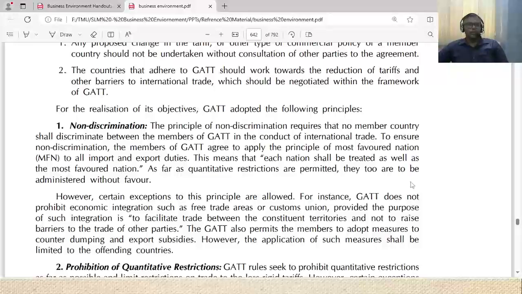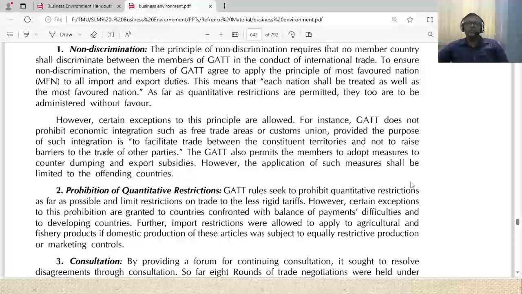However, certain exceptions to this principle are allowed. For instance, the GATT does not prohibit economic integration such as free trade areas or customs unions, provided the purpose of such integration is to facilitate trade between the constituent territories and not to raise barriers to the trade of other parties. The GATT also permits members to adopt countervailing duties against dumping and export subsidies. However, the application of such measures shall be limited to the offending countries.